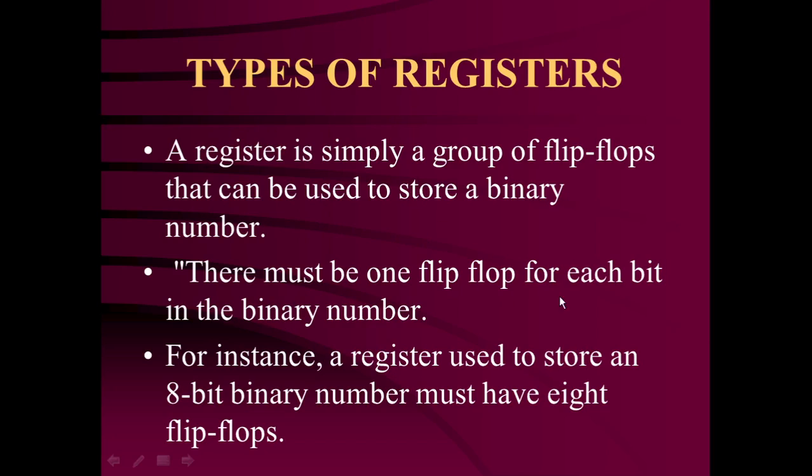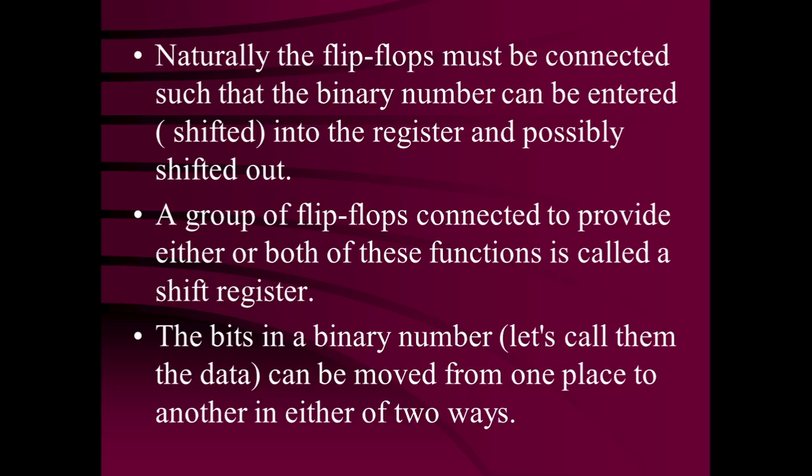There must be one flip-flop for each bit in a binary number, and each flip-flop is a 1-bit memory device. Hence to prepare an n-bit shift register, you require n flip-flops, because every flip-flop will store 1 bit only at a time. For instance, a register used to store an 8-bit number must have 8 flip-flops. So for an 8-bit shift register, 8 flip-flops are required. For a 4-bit shift register, you require 4 flip-flops.